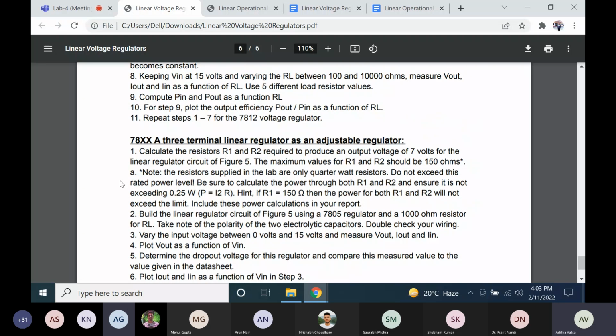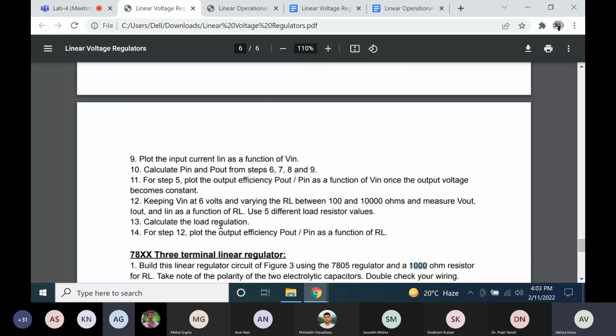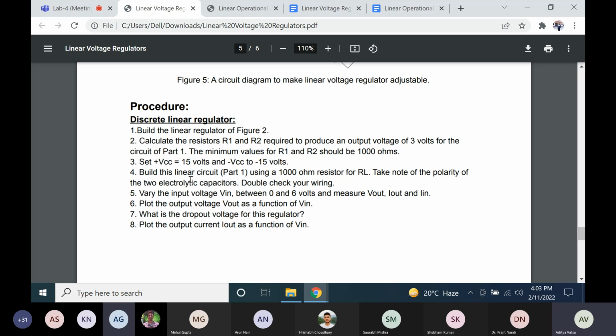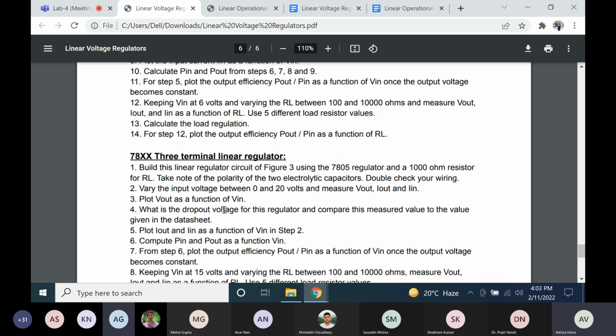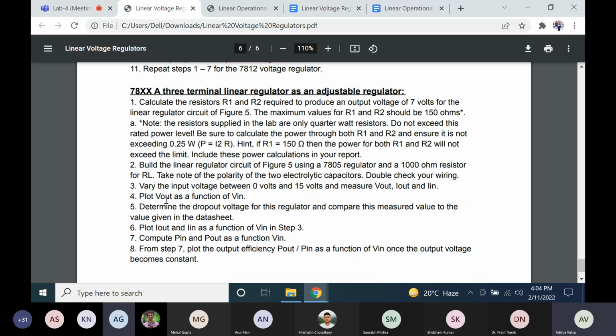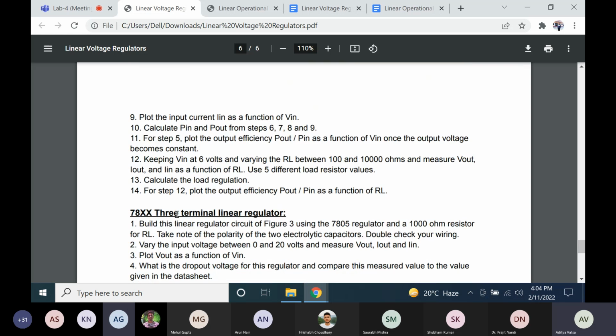If you find something written that we have also taken from somewhere, you can ignore it if something doesn't make sense. Like here, double check your wirings and take note of the polarity. Yes, you have to take note, but it is more meaningful when you are in a lab. You may not be able to understand these things in a simulation environment. So you can ignore these things. That's all. This is a good experiment for you to do and understand.